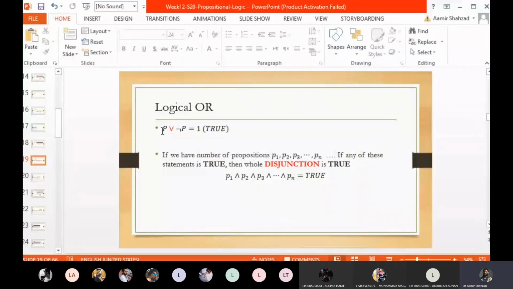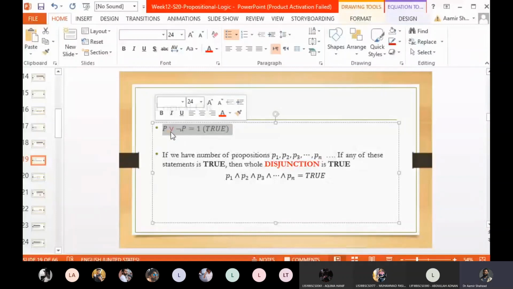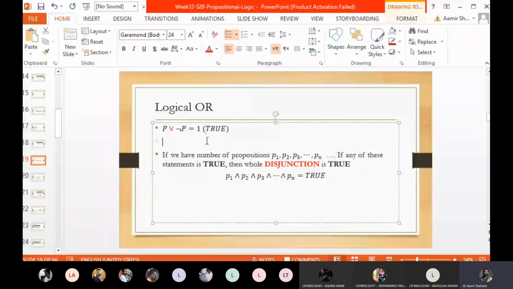So if we have OR operator of a statement and its negation, P or not P, so then it has to be 1. क्योंकि अगर P 0 होगा तो not P 1 हो जाएगा, अगर P 1 होगा तो not P 0 होगा. So it's like 1 or 0. So it's always 1. So OR operator में P or not P is always true.